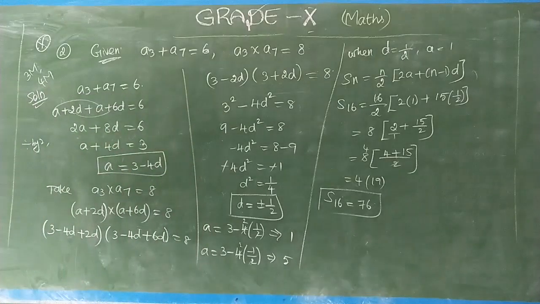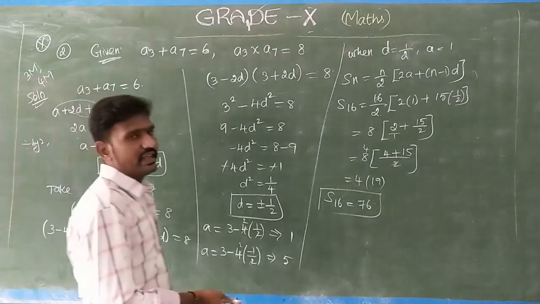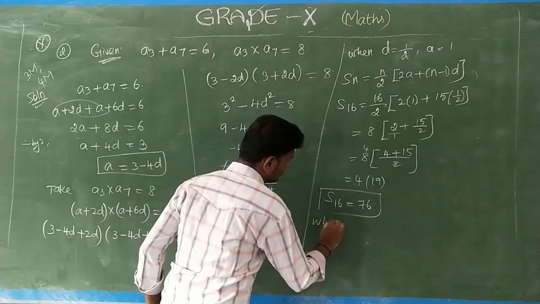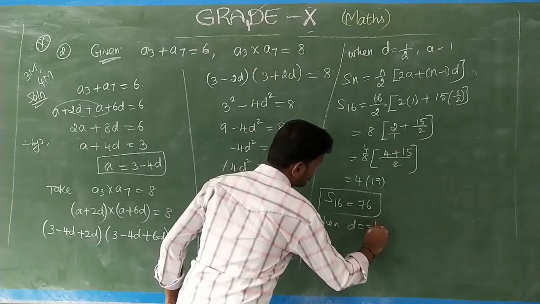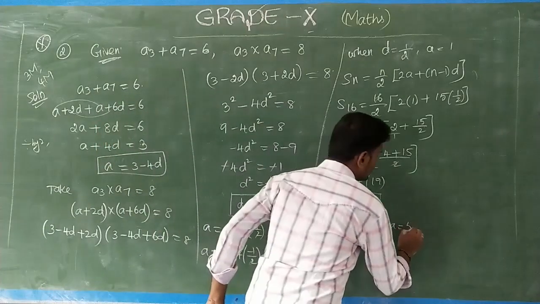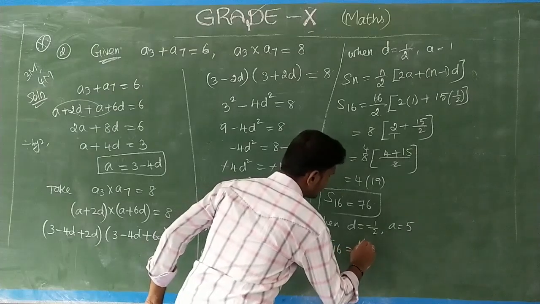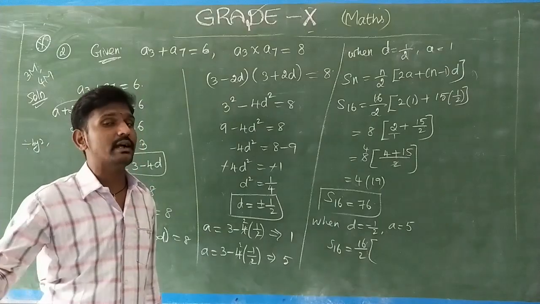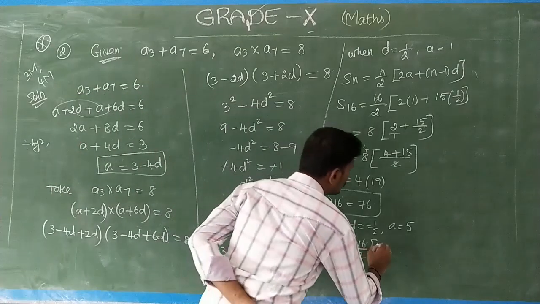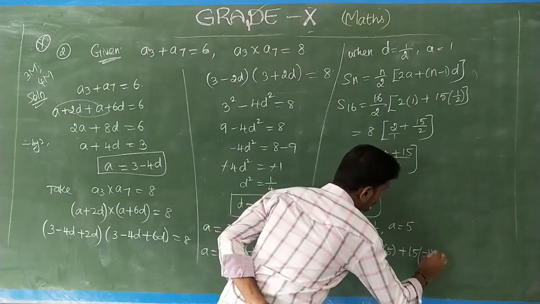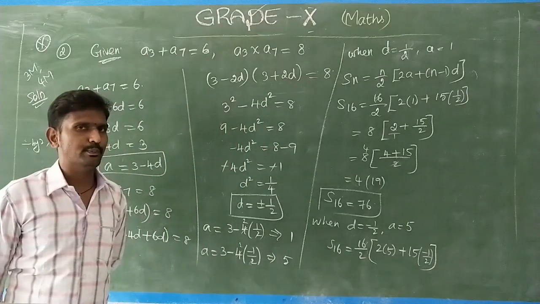Okay. So this is one S16, and next I am going to find the second also. Second thing, what will come? I am taking the value of a when d is equal to minus 1 by 2, and the value of a becomes 5. Now S16 is equal to the same 16 by 2 into, we want to change the terms of the first term and the common difference. So that is 2a: 2 into 5 plus 15 into minus 1 by 2. Yes, student?